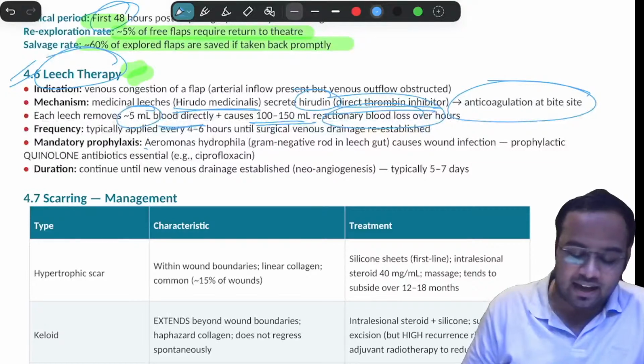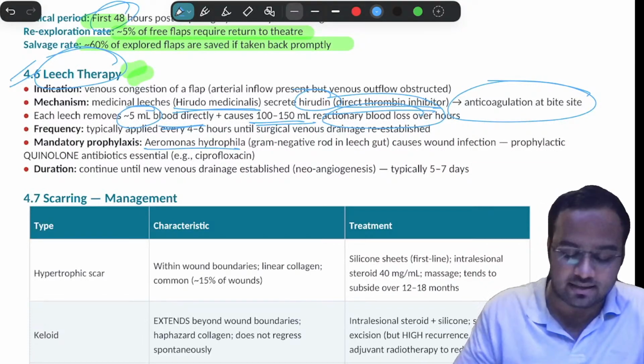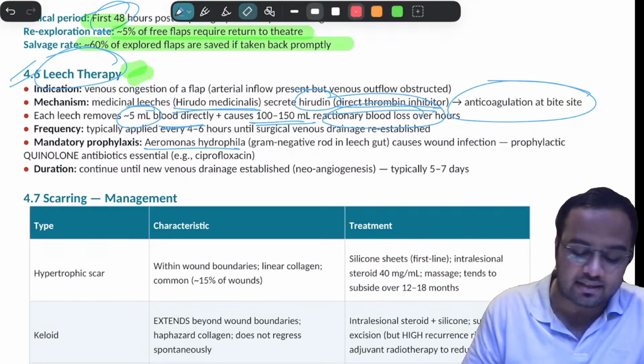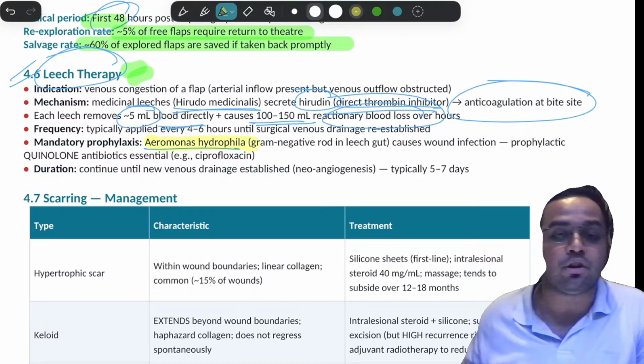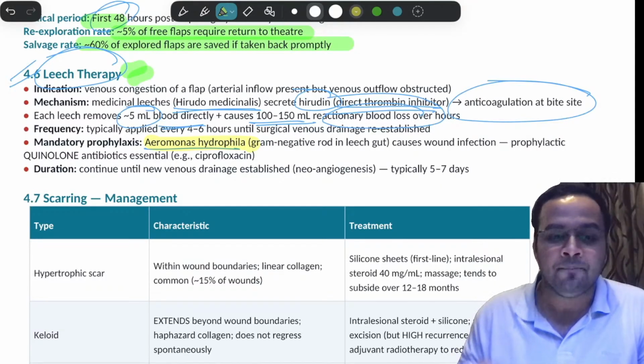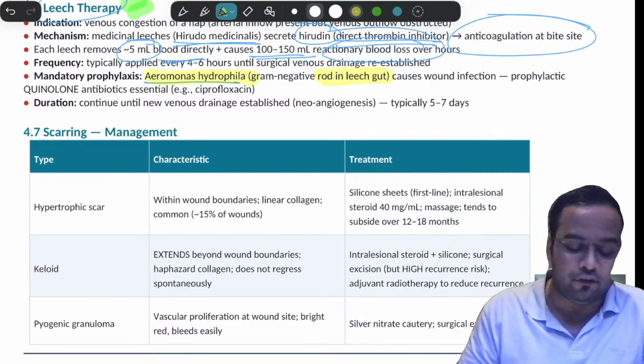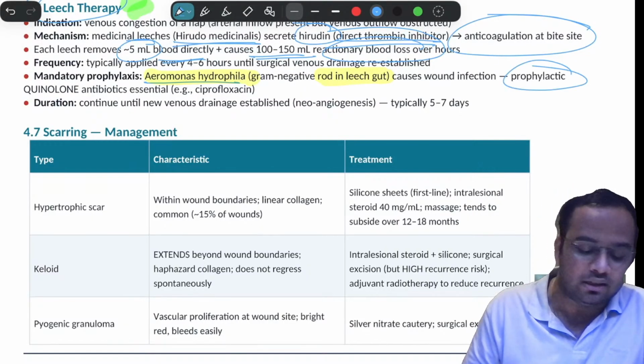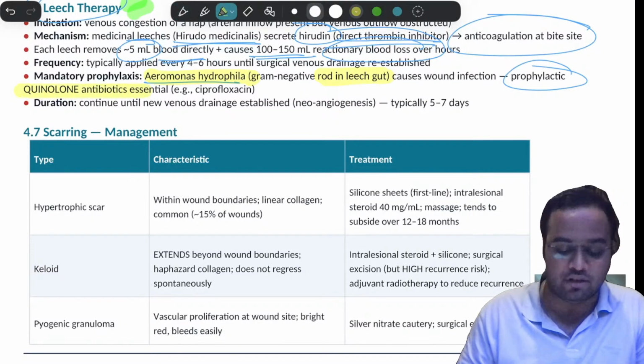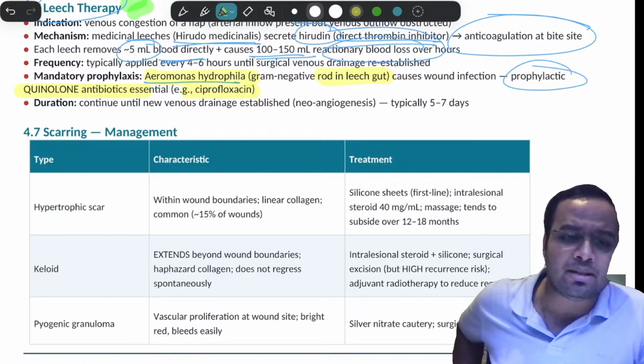And mandatory prophylaxis, because the leech is not a sterile organism, it contains an organism called Aeromonas hydrophila. So another important MCQ point, it is a gram-negative rod which is present in the leech's intestine. So you should give prophylaxis. And which antibiotic is preferred? The quinolone group of antibiotics is preferred, which is ciprofloxacin. Very much important for us to know.